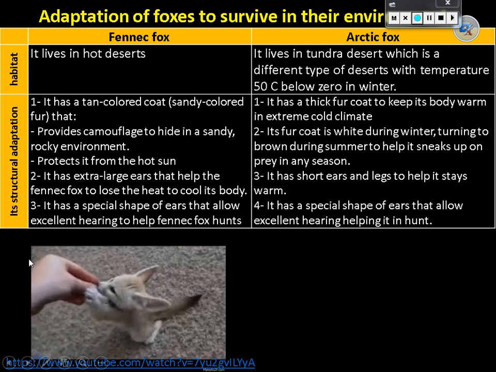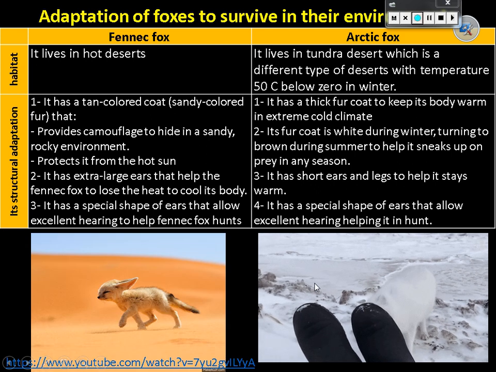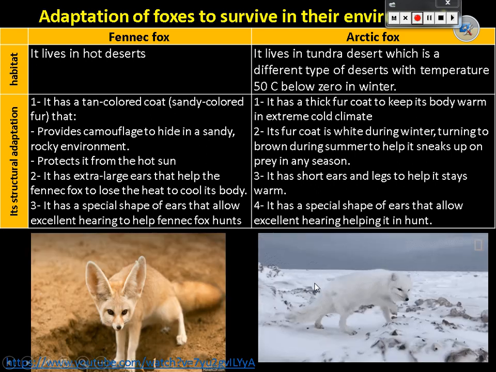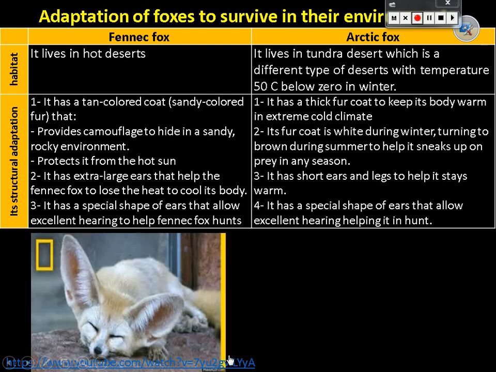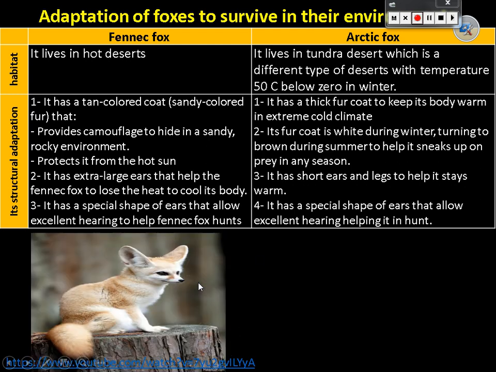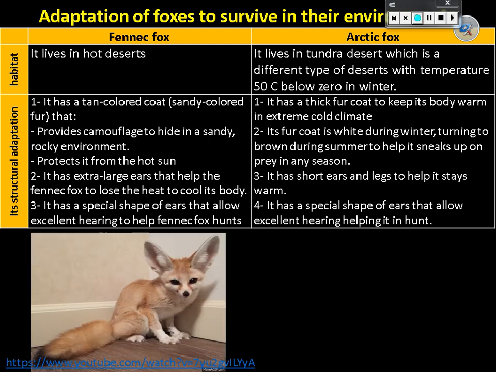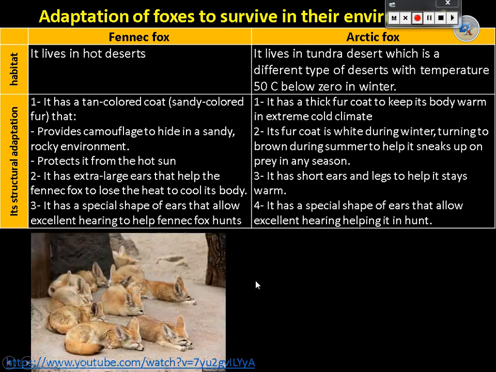And today we have two main examples. They are the fennec fox and the Arctic fox. And we are going to discuss the habitat, or the place where the two foxes live. And we are going also to discuss the behavioral and structural adaptation of the two animals. Number one, if I say the structural adaptation, it's something that is found inside the animal, or a structure or a part of the animal, like the tan-colored coat or the sandy-colored fur of the fennec fox.